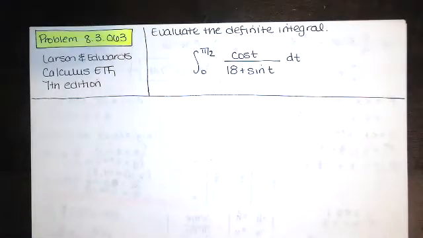In this video, we solved problem 8.3.063 from the Larson and Edwards Calculus Early Transcendental Functions text, 7th edition. We're asked to evaluate the definite integral, the integral from 0 to pi over 2 of cosine of t divided by the quantity 18 plus sine of t with respect to t. It's actually not too bad at all, even though it looks much worse than it is.